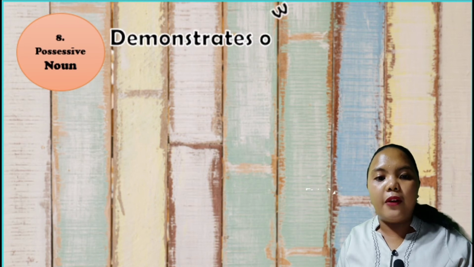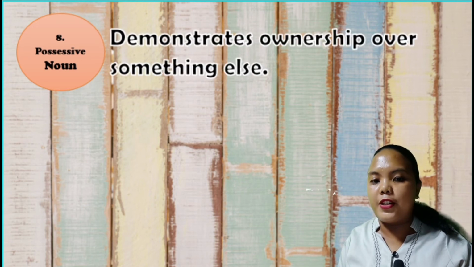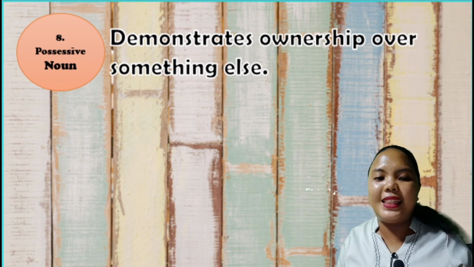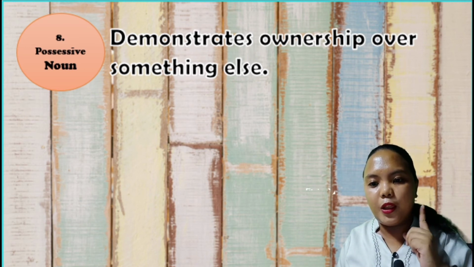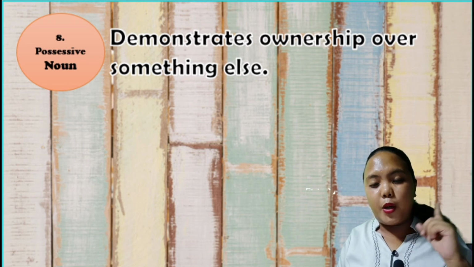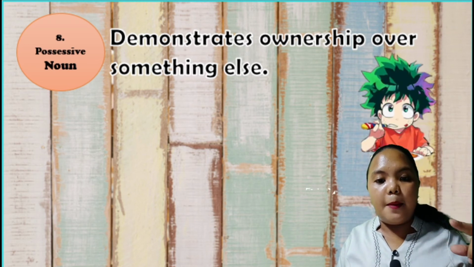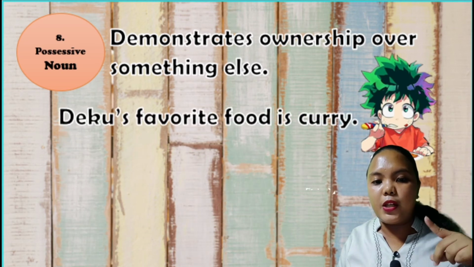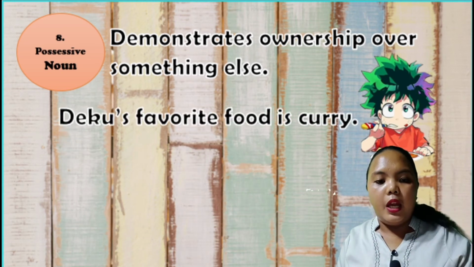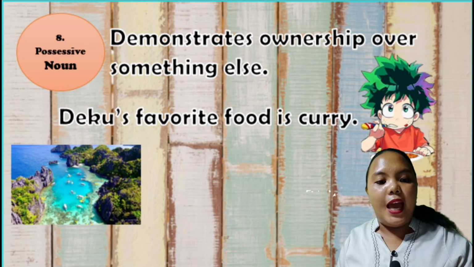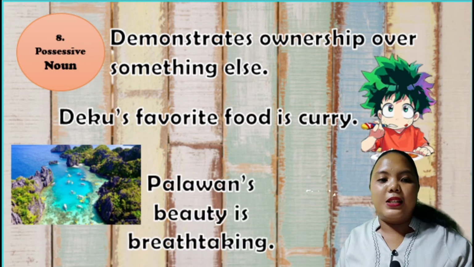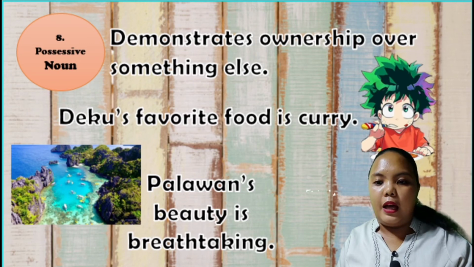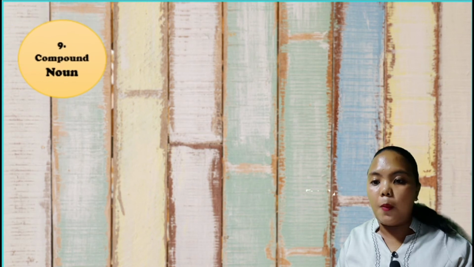Possessive noun demonstrates ownership over something else. To easily identify a possessive noun in a particular sentence, just always look for the one with an apostrophe S. For example, here we have the sentence, Deco's favorite food is curry. And then we have, Palawan's beauty is breathtaking. So that is what we call possessive noun.